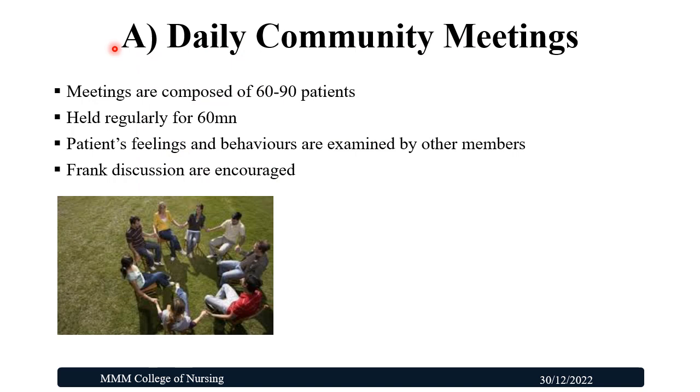First one, the daily community meetings. So the meetings within the patients, how it is done. The meetings are composed of 60 to 90 patients. That is the ideal number they say. But if the patients in the ward are only 30, it can still be held. It is held regularly for a duration of 60 minutes.